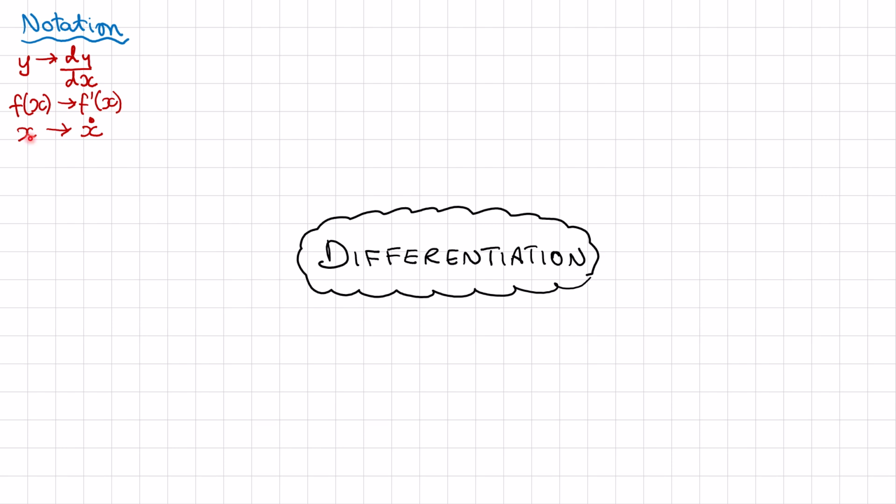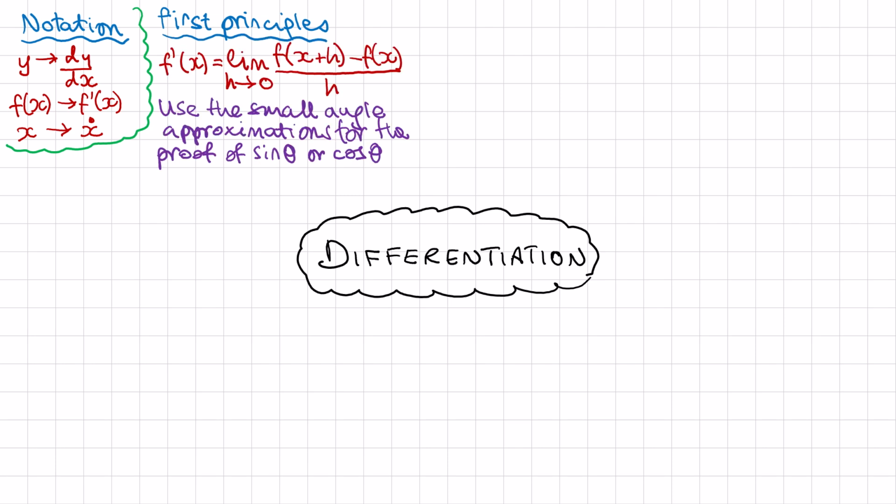notation. And particularly for mechanics, if we have x as displacement, then we can write dx/dt, the velocity, with x as a single dot over the top to indicate that we differentiated once, and this is Newton's notation. Next, we'll look at doing differentiation from first principles. So here we have the first principles formula here.